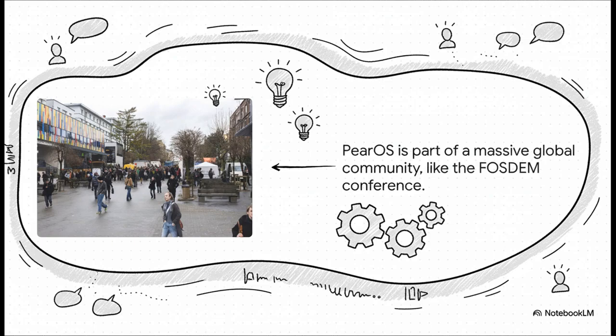And you've got to remember, something like PearOS doesn't just appear out of nowhere. It's the result of a huge, passionate, global community. This picture here from a big open source conference in Europe kind of gives you a feel for it. It's this whole culture of sharing code and ideas that makes projects like PearOS possible in the first place.